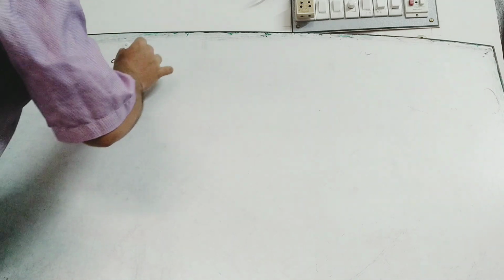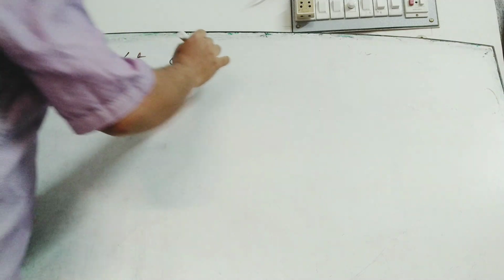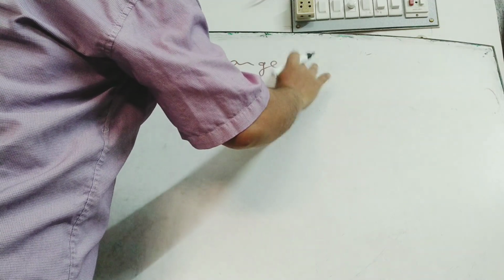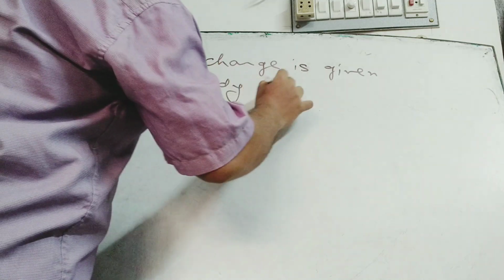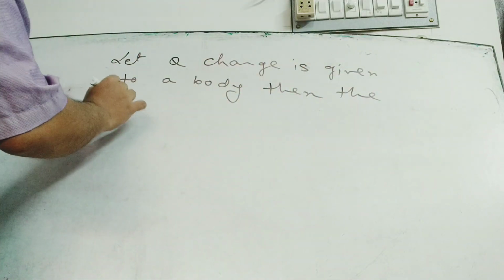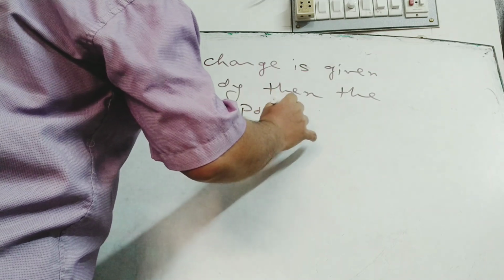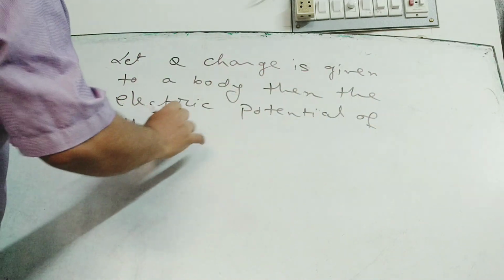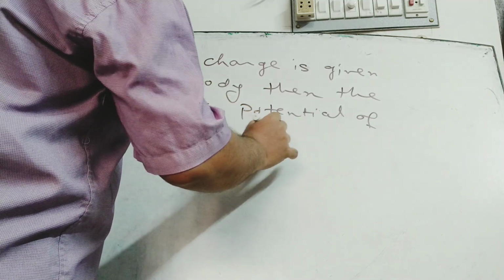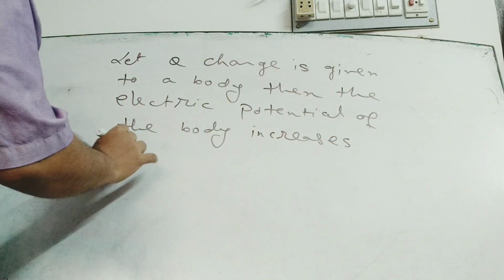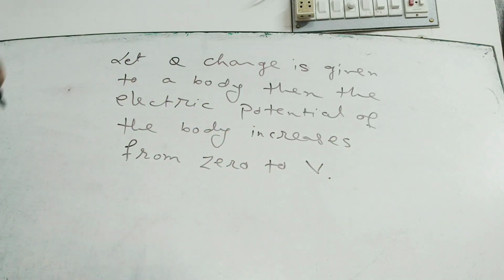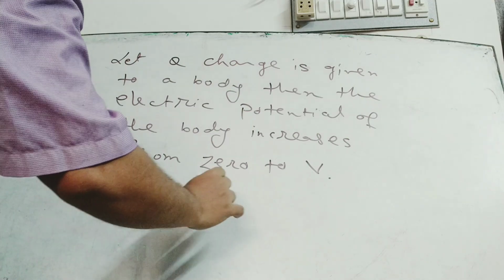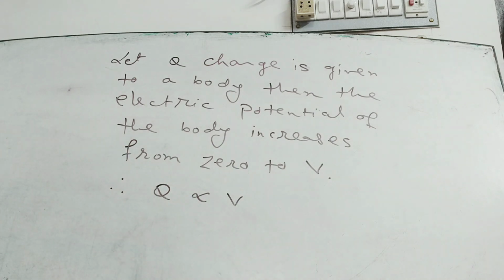Let Q charge be given to a body, then the electric potential of the body increases from 0 to V. We know that Q is always directly proportional to V. That is, if we supply more charges, then the electric potential of the body also increases.